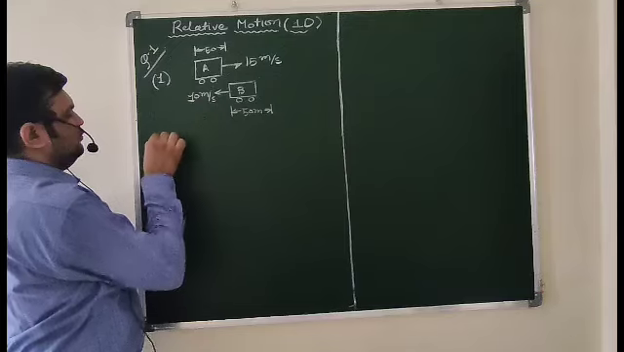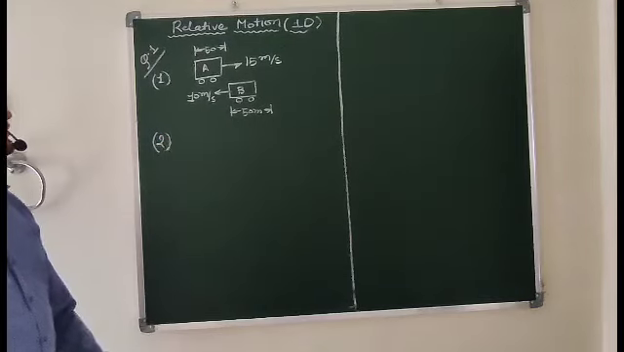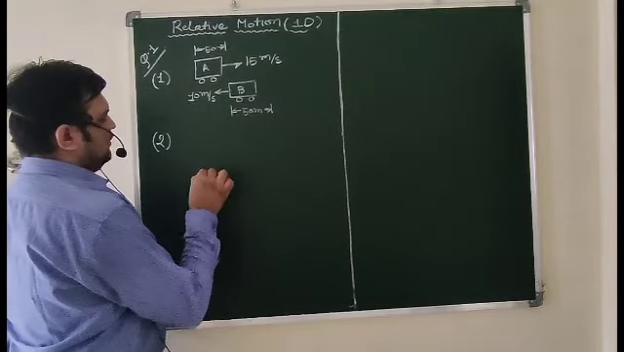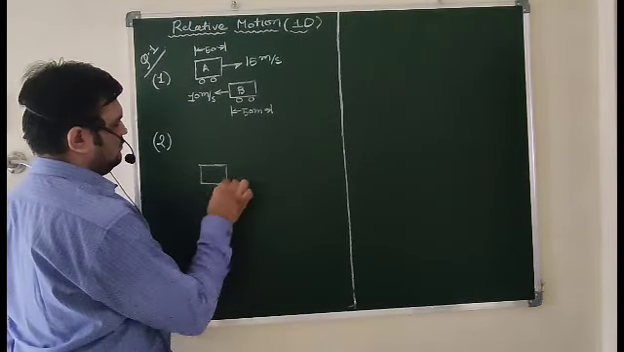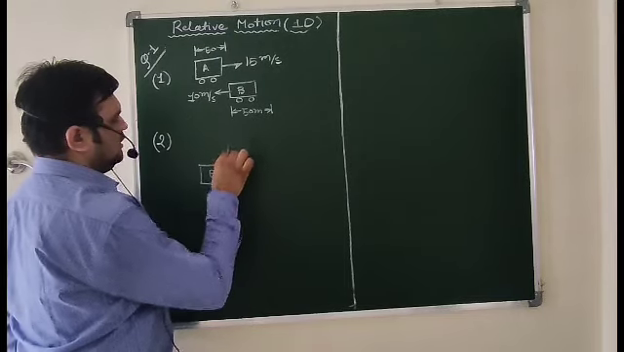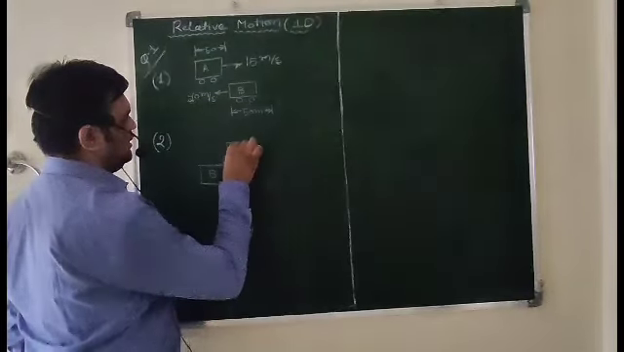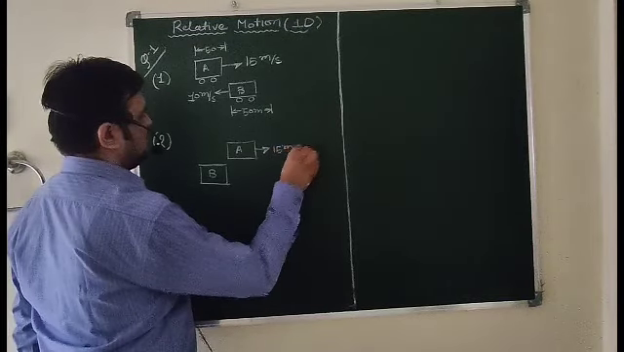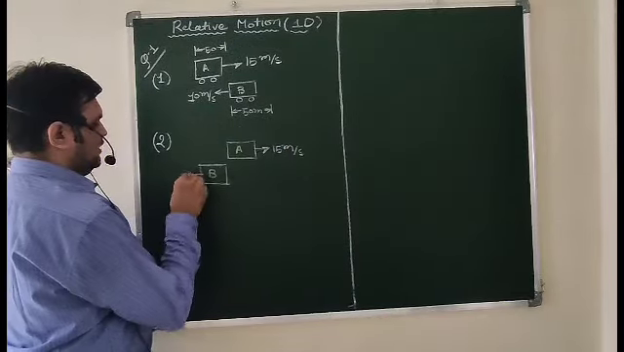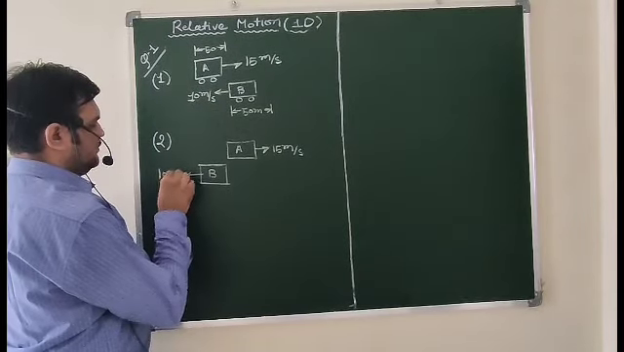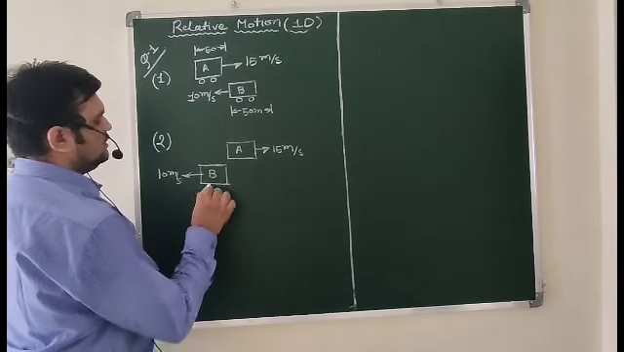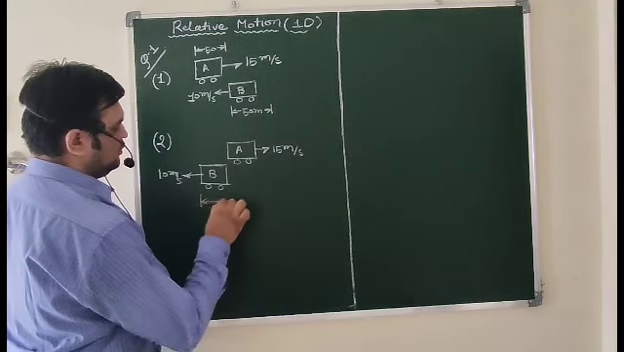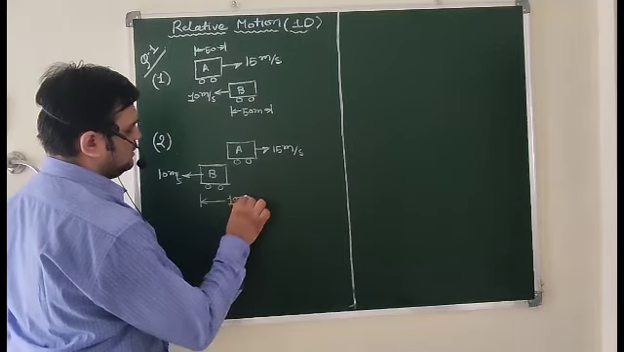Now in case 2, both the trains have crossed each other. So in the second case, here is train B and here is train A. The velocity of train A is 15 meters per second and the velocity of train B is 10 meters per second. The relative distance covered by both the trains is 100 meters.